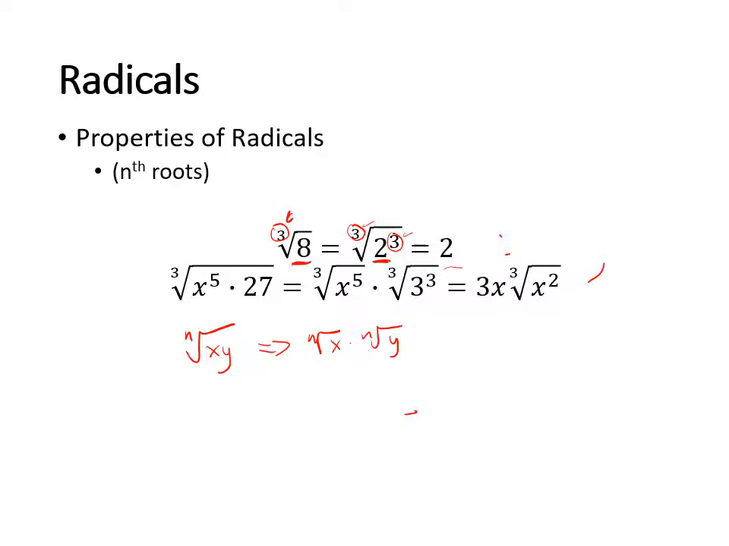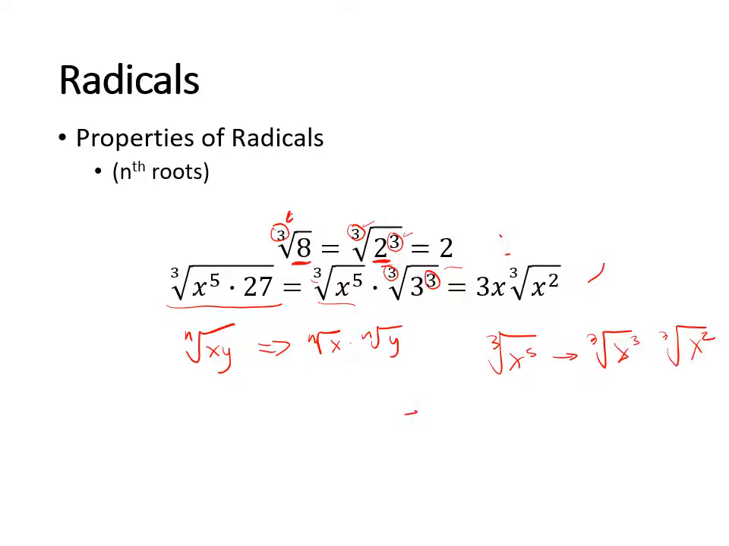So for example, in this problem here, the third root of x to the 5th times 27. Well, 27 is 3 cubed. So right away, that 3 can come right out. Then we have to manipulate this one a little bit more. And what you can do here with this cube root of x to the 5th is say, oh, that's the same thing as the cube root of x cubed times the cube root of x squared. Remember, exponents, right? If I multiply x cubed times x squared, I'll have x to the 5th.